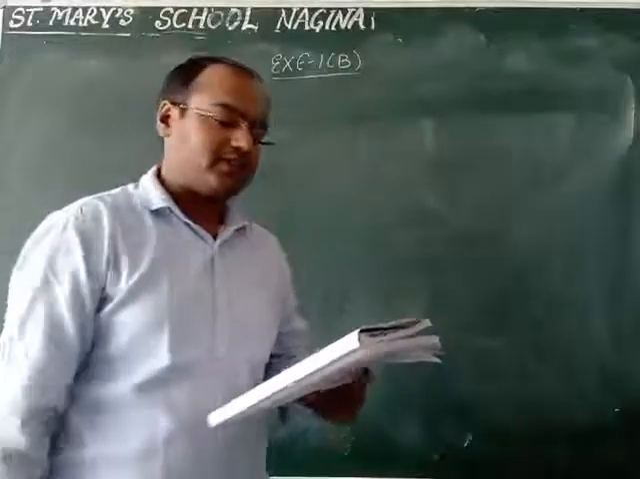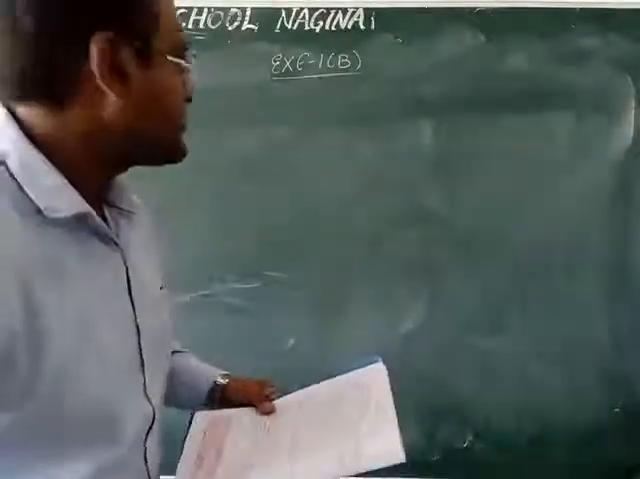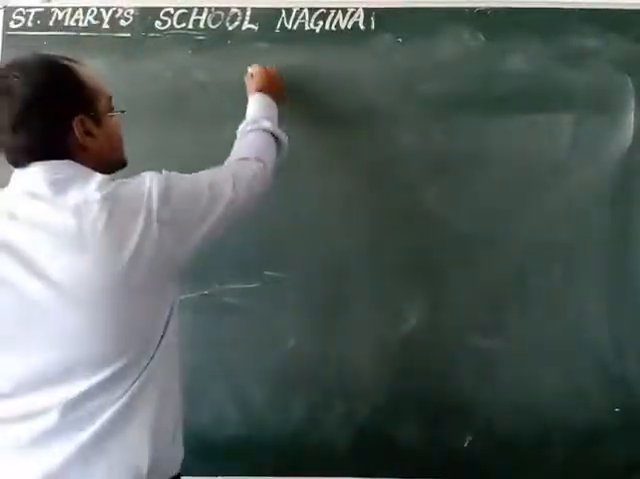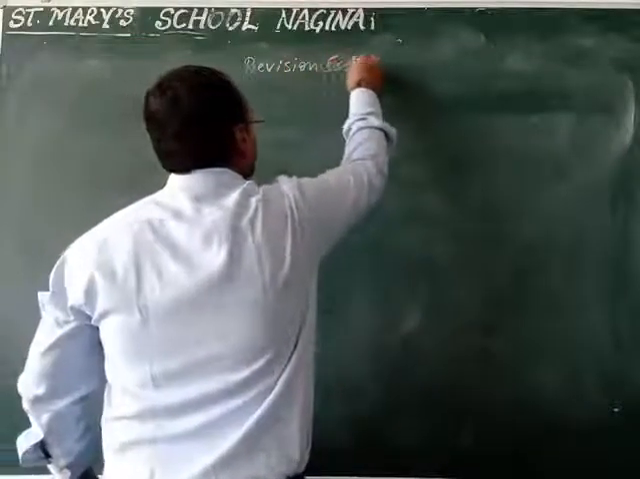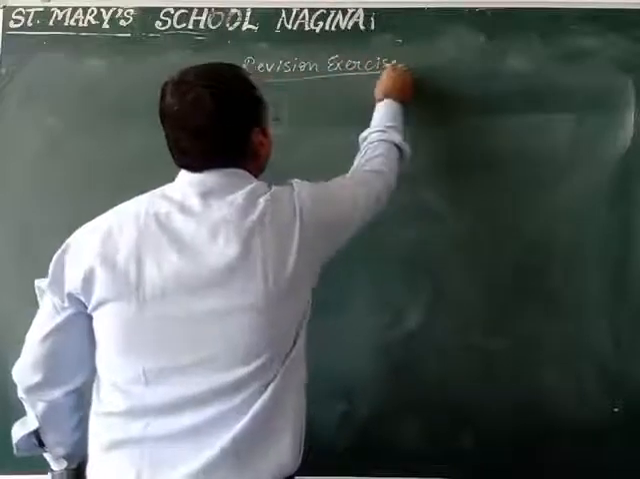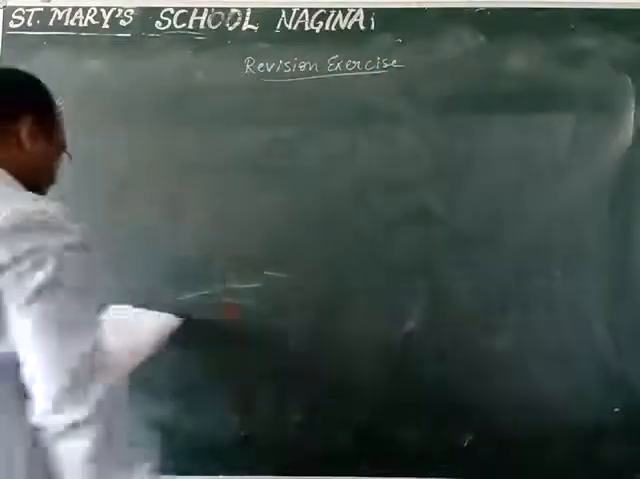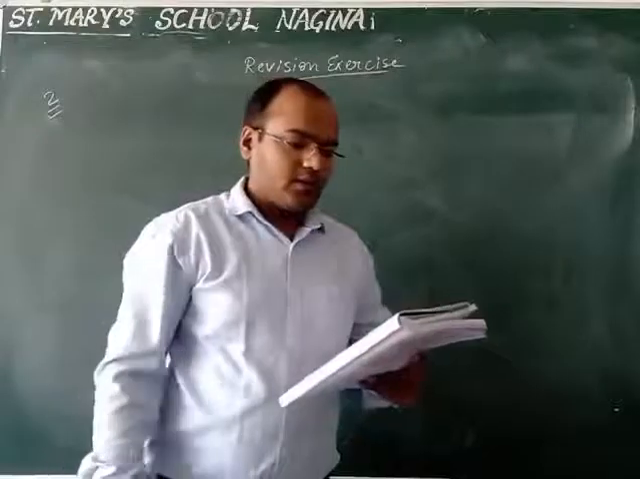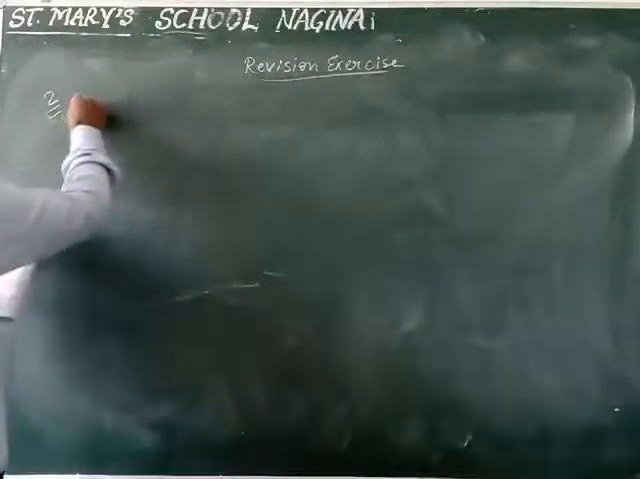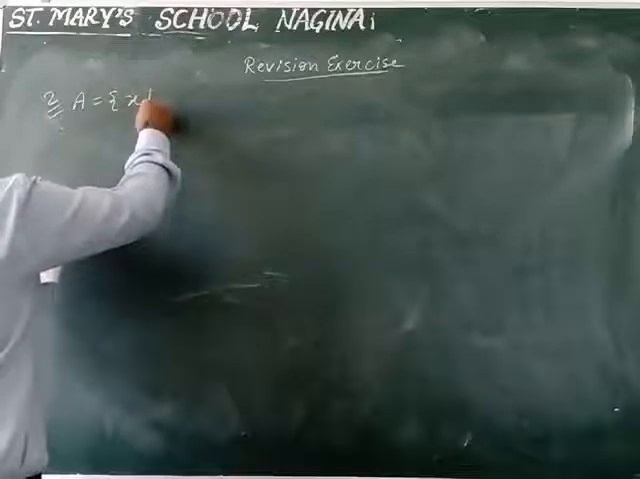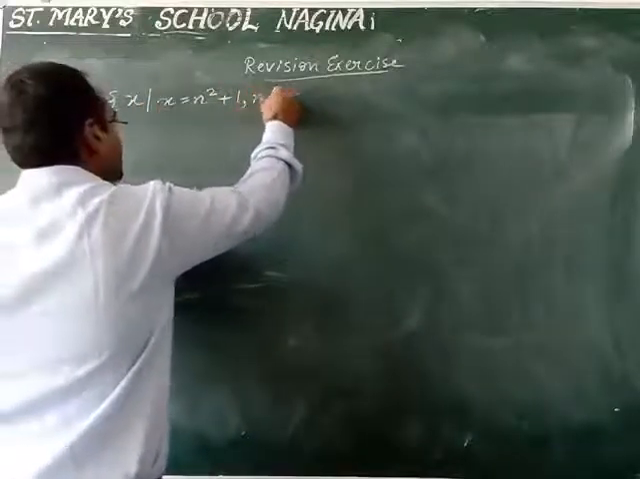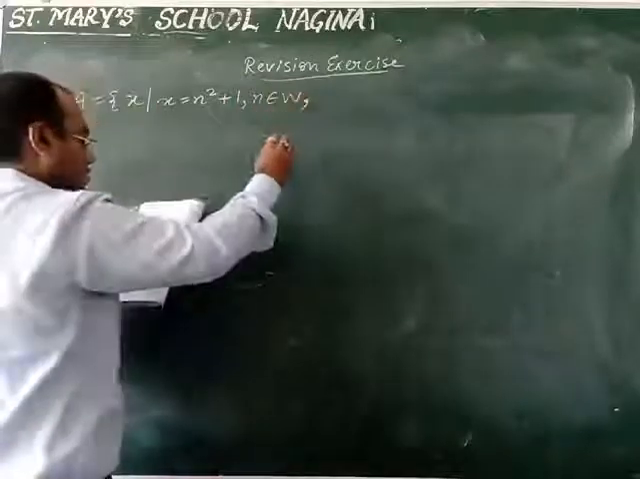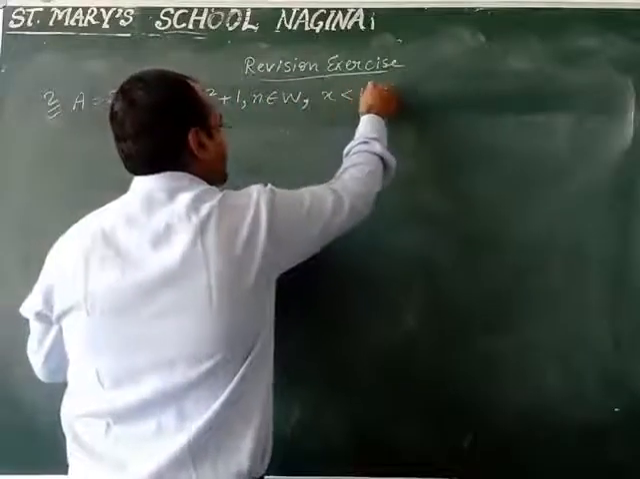Question number second is different. Question number second of the revision exercise. A set is given. X is the set of x such that x is equal to n square plus 1, n belongs to W, W means whole number, and x is less than 50.